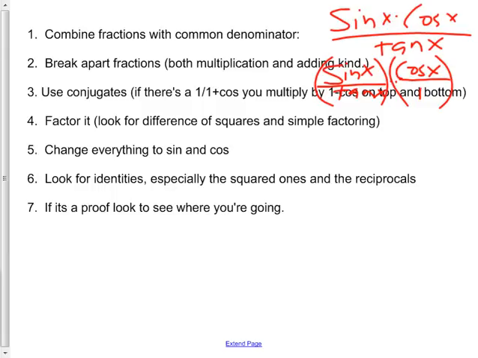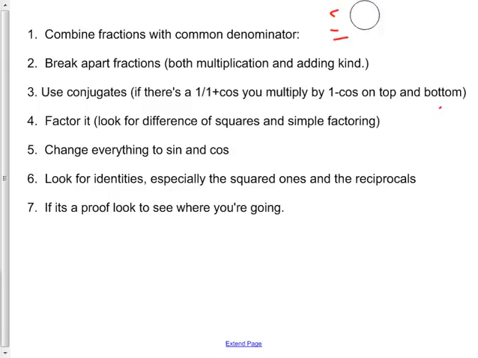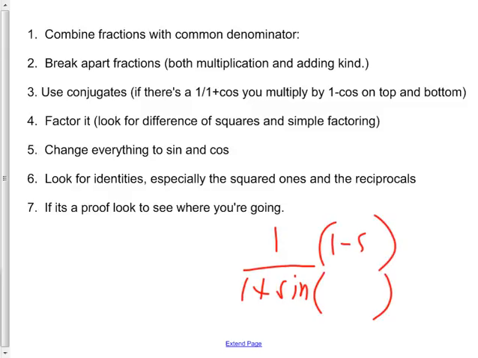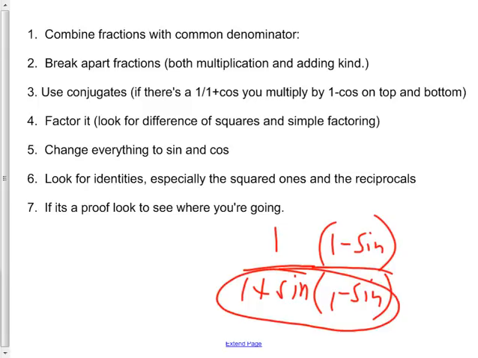All right. Next, the concept of using conjugates. If they ever have something like this, 1 over 1 plus sine or whatever, then you can multiply by 1 minus sine. That's the conjugate of 1 plus sine. And then bottom line is good things happen. This turns into squareds on the bottom, and then a lot of times that can then be substituted with an identity. So conjugates are powerful.